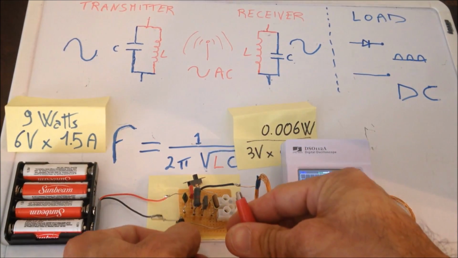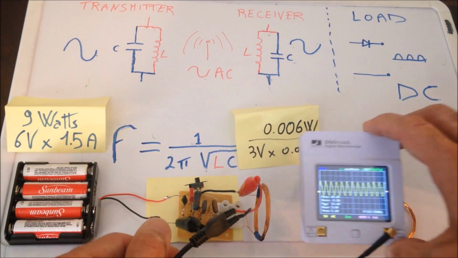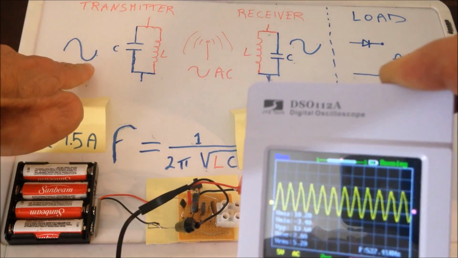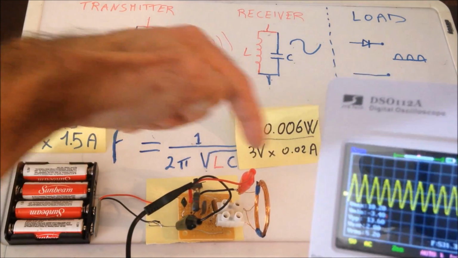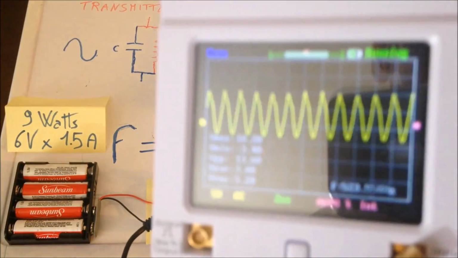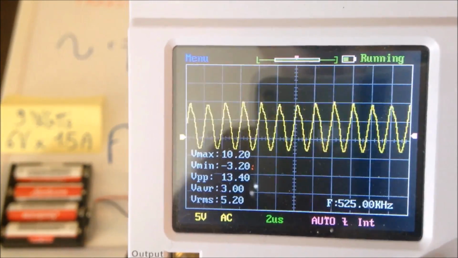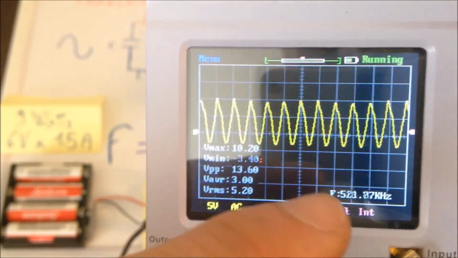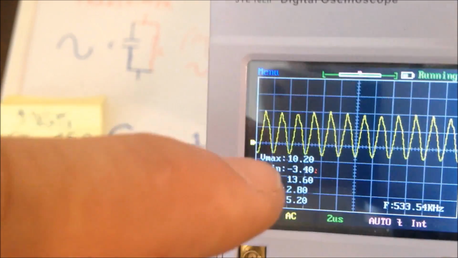Attach negative to negative and signal to signal. That's a beautiful waveform, nice and clean. This is the waveform sine wave feeding our resonant circuit. We are talking about frequency of about 500 kilohertz. We can see that 500 kilohertz. Peak voltage, it's about 10.20 volts.